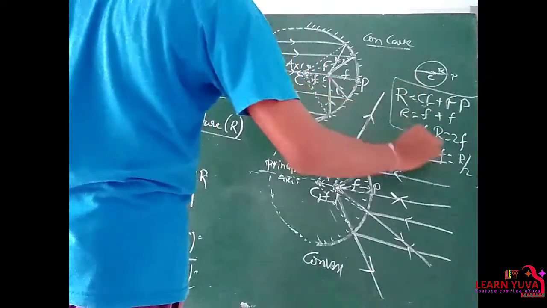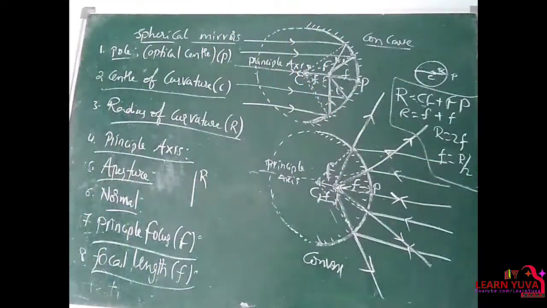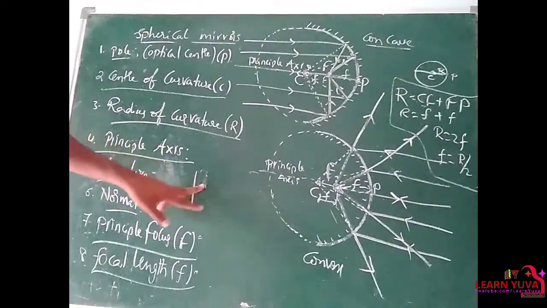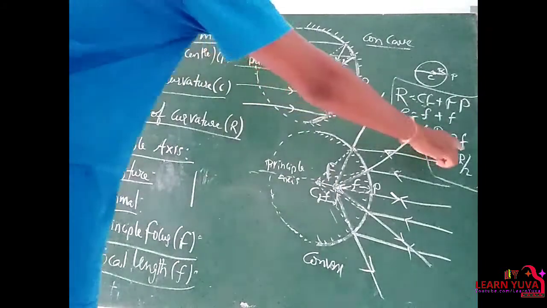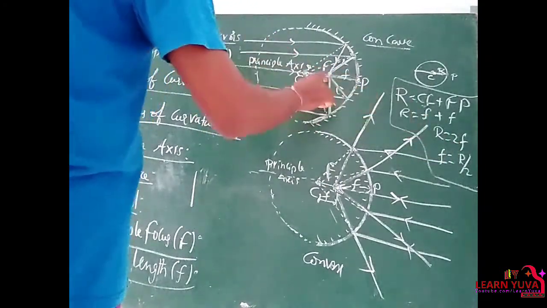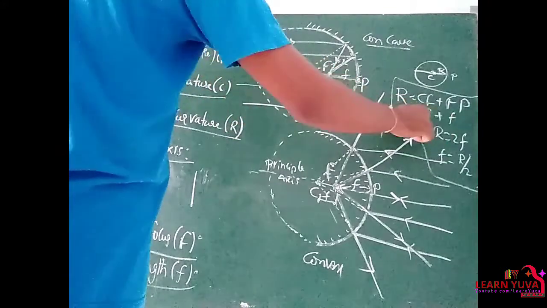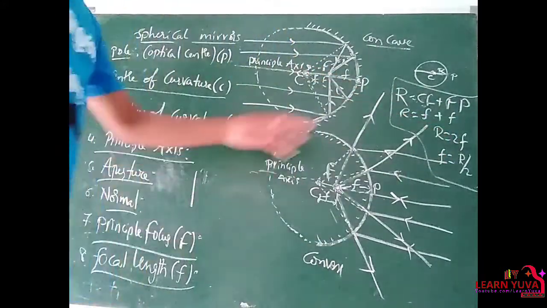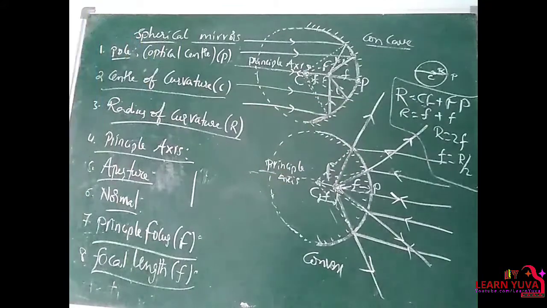Important. So radius of curvature r is equal to 2f. That means C to capital F is small f, F to P is f, f plus f is 2f. So radius of curvature is equal to 2 times the focal length. Then focal length is equal to r by 2. So we will get problems based upon that.